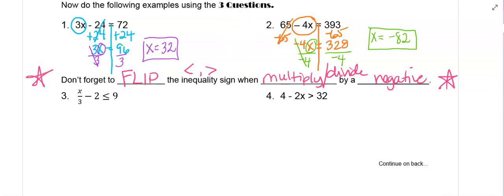So I'm going to go down here, and I'm going to do my first problem. And my first problem is right down here. And it's a fraction. That's okay. I'm going to use my 3 questions.